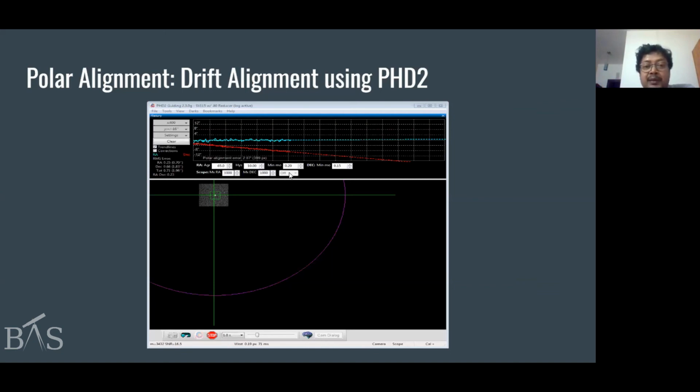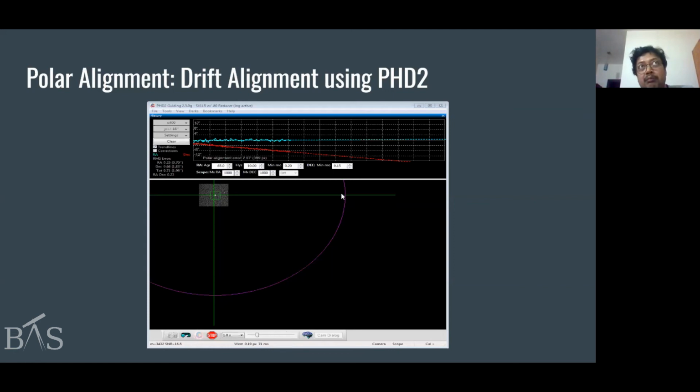The moment you turn on the trend lines, it starts showing the polar alignment error, and it shows you the direction of the drift. Plus, it shows this pink circle, which is basically the maximum polar alignment error.